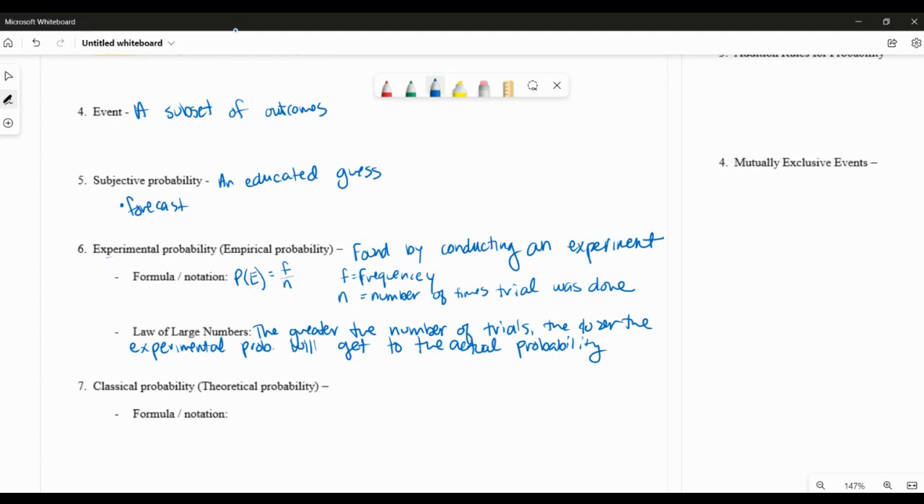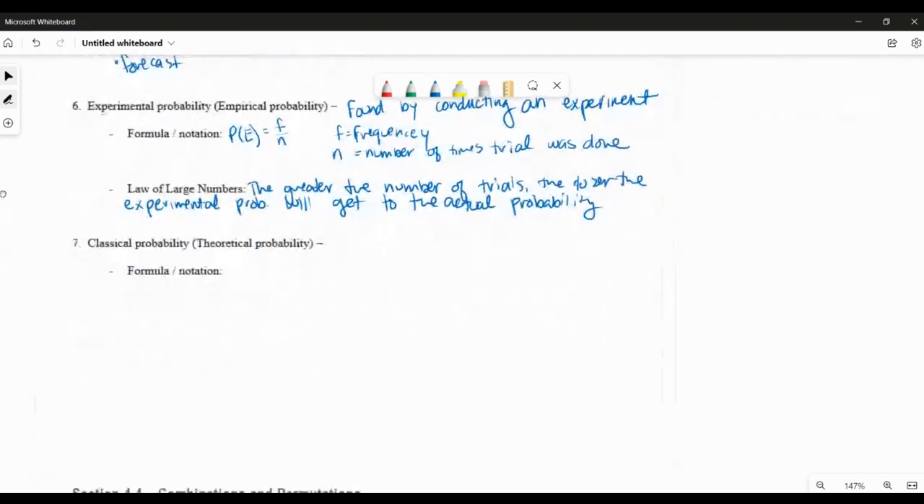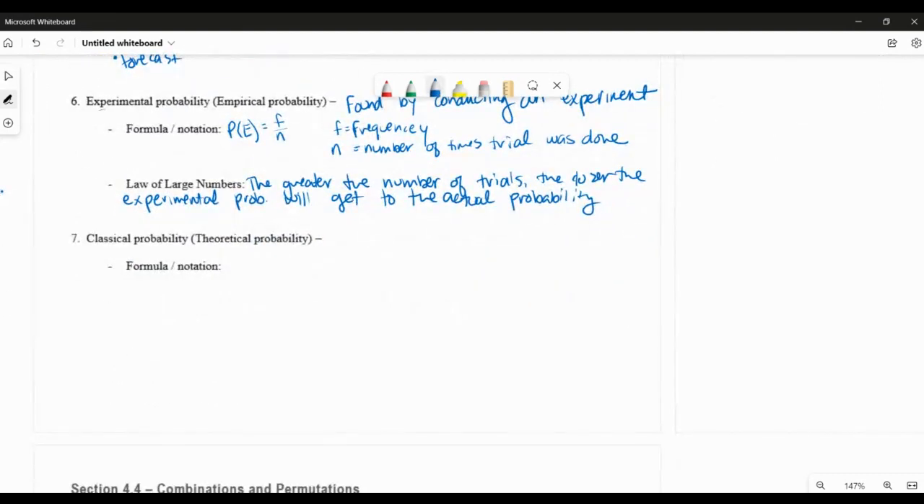Okay. All right, next, classical probability. This is the most precise. Okay. It takes all the possible outcomes into an event. All right, our formula or notation looks like this: the probability of an event happening equals N of E over N of S. And this looks a little funny, but when we actually do some example problems, you'll see it's not terrible.